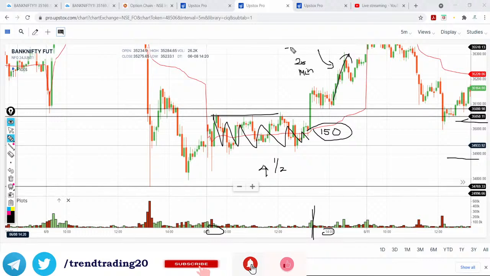Now tell me, trollers, especially the trollers I am speaking to, who think they are over smart: 4.5 hours, nothing to trade here. One shot, 25 minutes, money is being made easy.